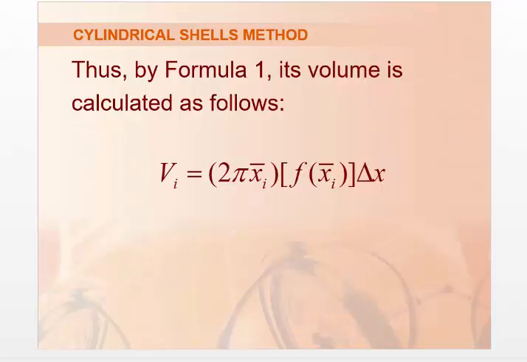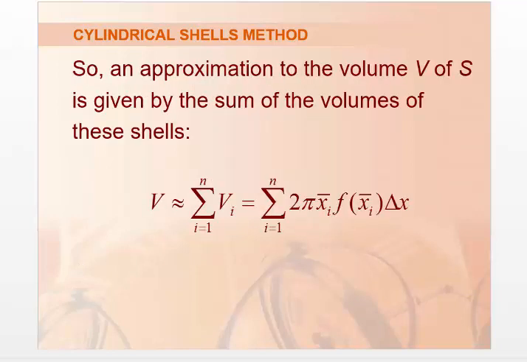Well, thus by formula 1, the volume of the ith rectangle is, instead of 2 pi x, it's 2 pi x bar sub i times the height. The height is given by the functional value evaluated at that x value, times the thickness. If I have a bunch of rectangles here, then we can approximate the value by summing them all up. So the sum of the volume of the individual rectangles.